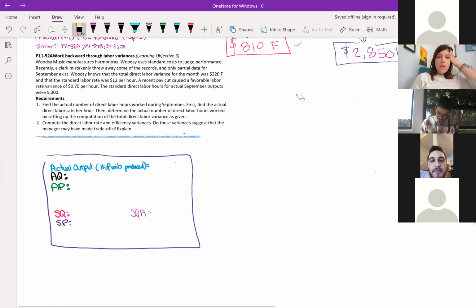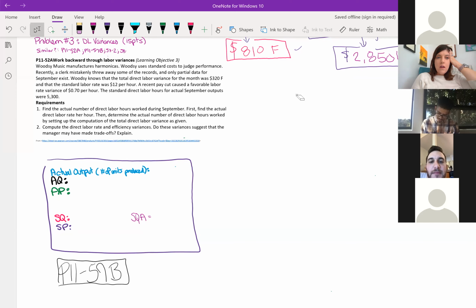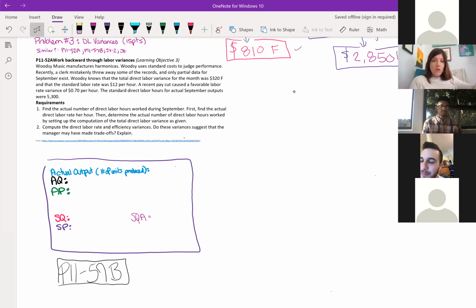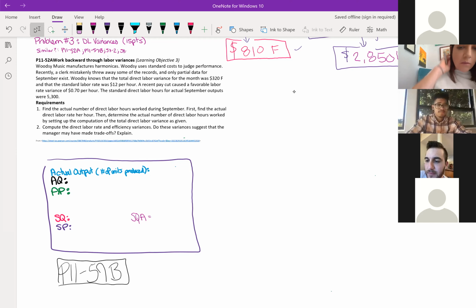Okay, for the last problem for chapter 11, it's also a direct labor variance, and you're working backwards to calculate it. So it's similar to the problem you did for direct materials. This time, the only difference is that it is a word problem, so a little bit different setup, but not quite as intense as the direct materials one, I don't think. So we're going to do problem 11-52A. And I put some similar problems up there too.